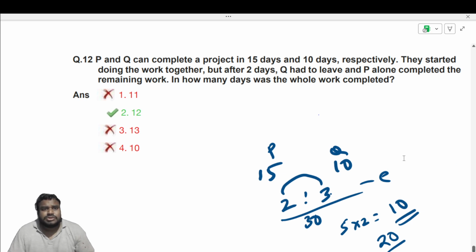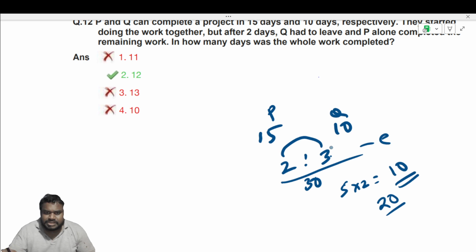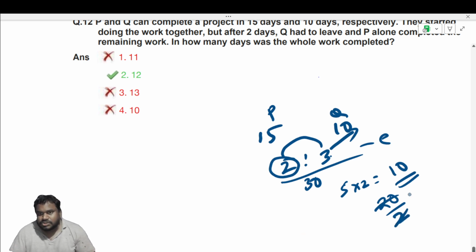So they started doing the work together, but after 2 days, Q had to leave and P alone completed the remaining work. So once they completed 10 parts of work, Q left. Q left means these 3 efficiencies left. Only 2 efficiencies remaining. With 2 efficiency, the 20 parts of work takes 10 days.